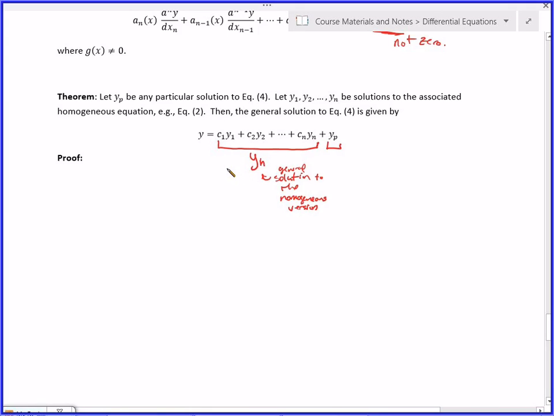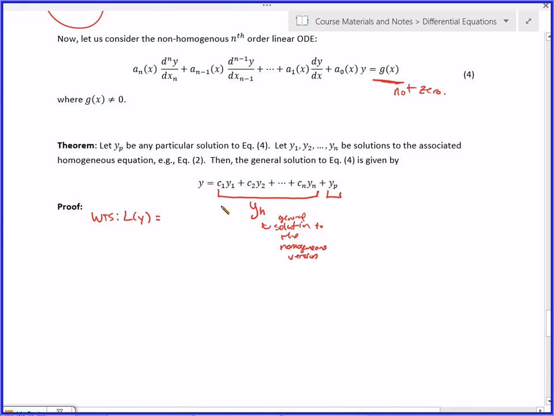Now, how do you know that's a general solution? How do you know that works? Well, I'm going to do it by checking Ly. Since I want it to solve equation 4 up here, I need Ly to equal g of x, where this is the y I'm plugging in right here. If I show that, then I will have shown that y is a solution to 4, and because it has c parameters in it, there's n of those c's, it is an n-parameter family of solutions, then that will form the general solution to equation 4. That's essentially what I'm going to prove.